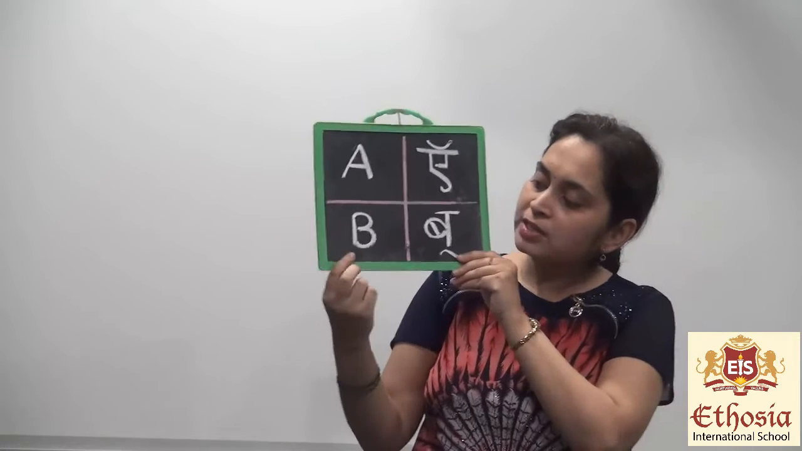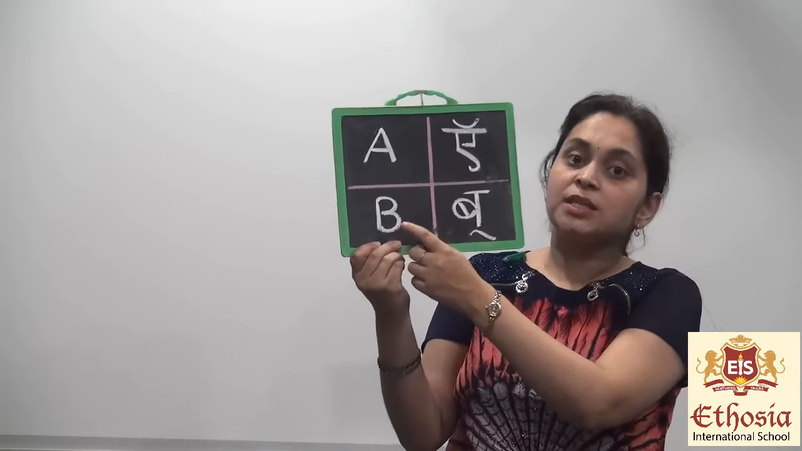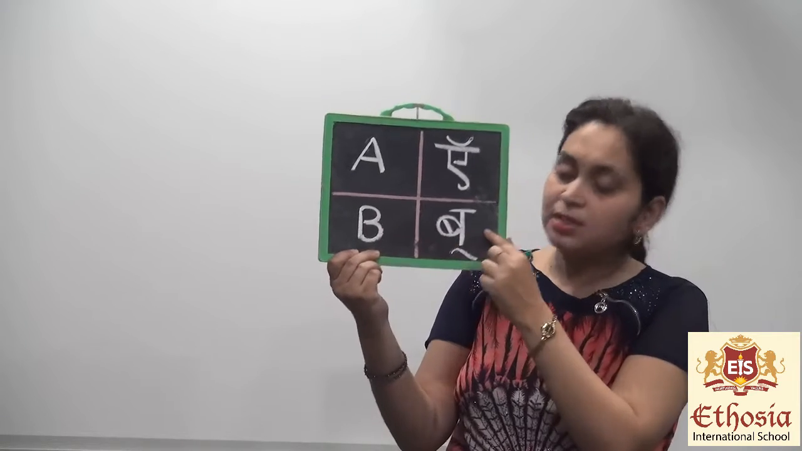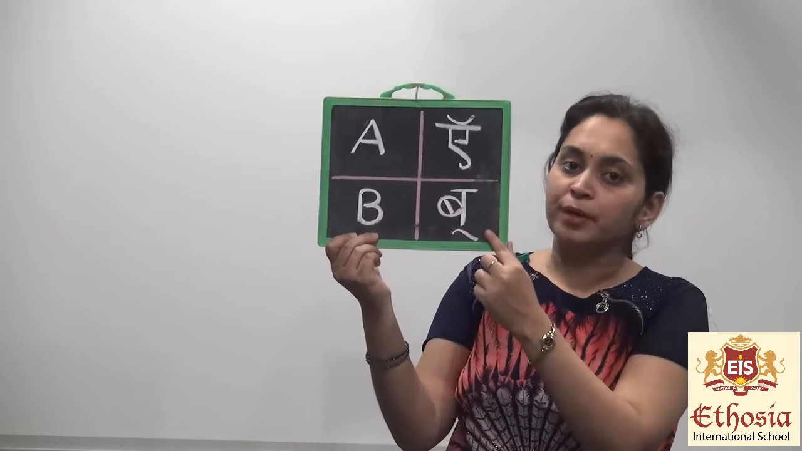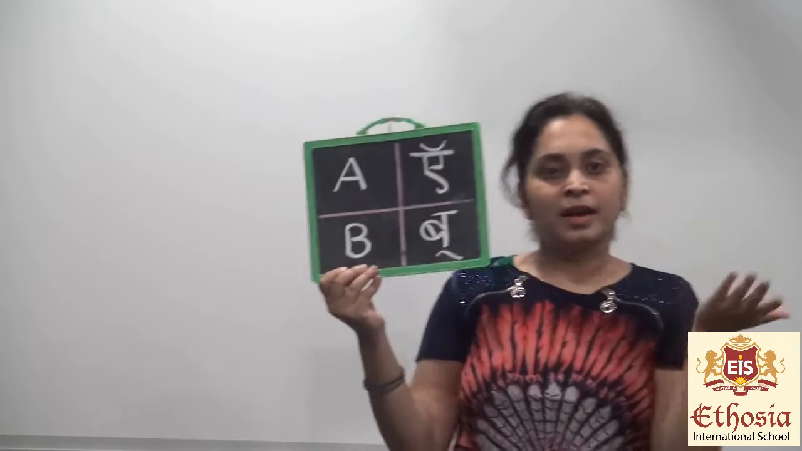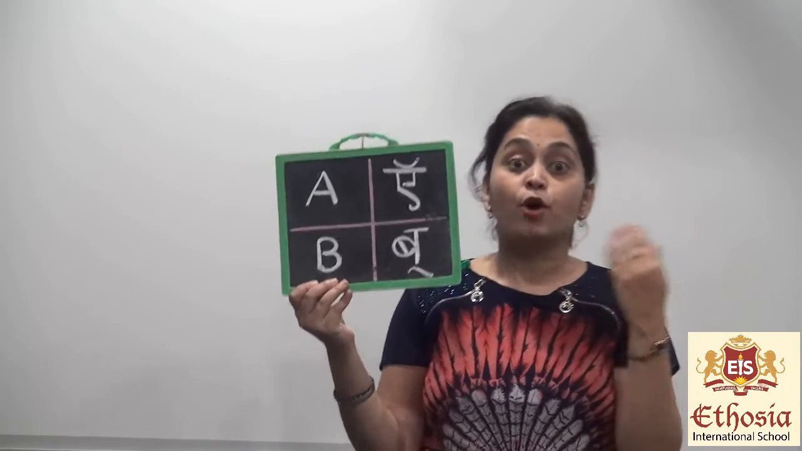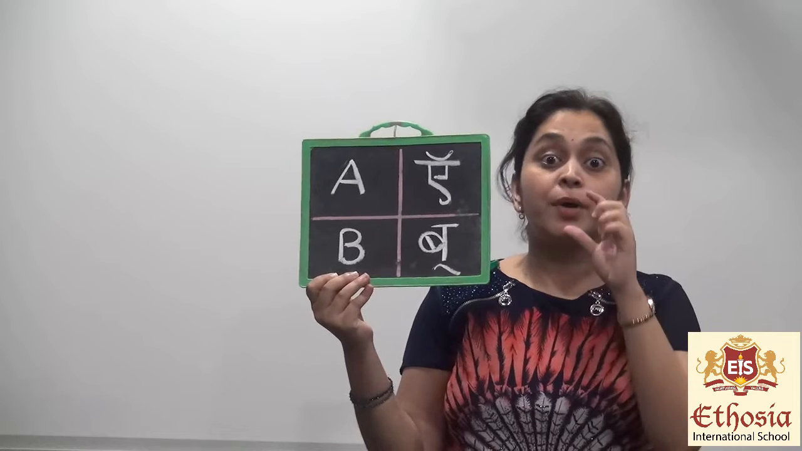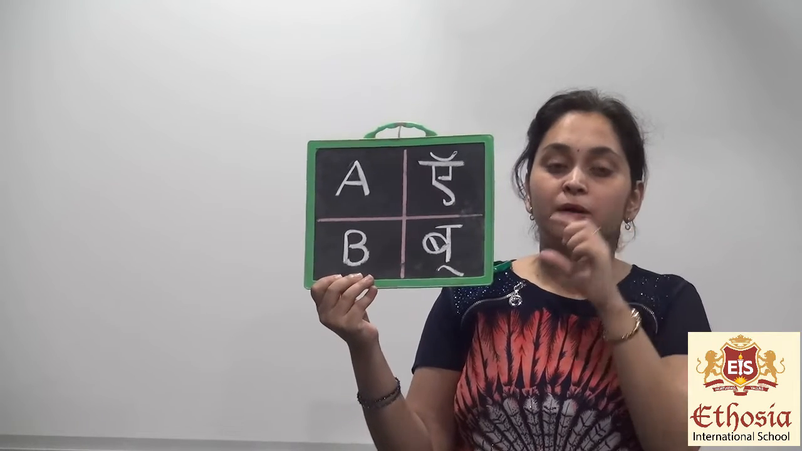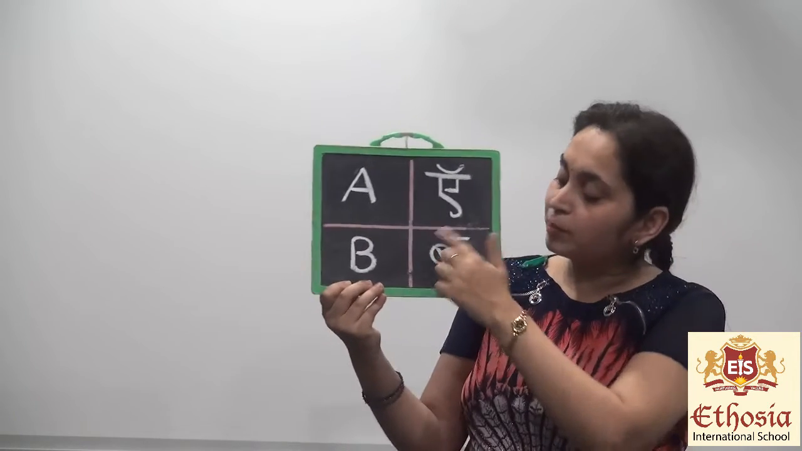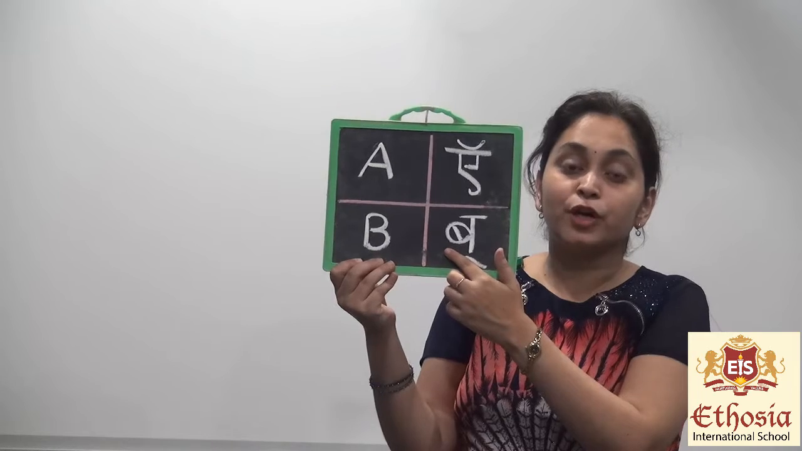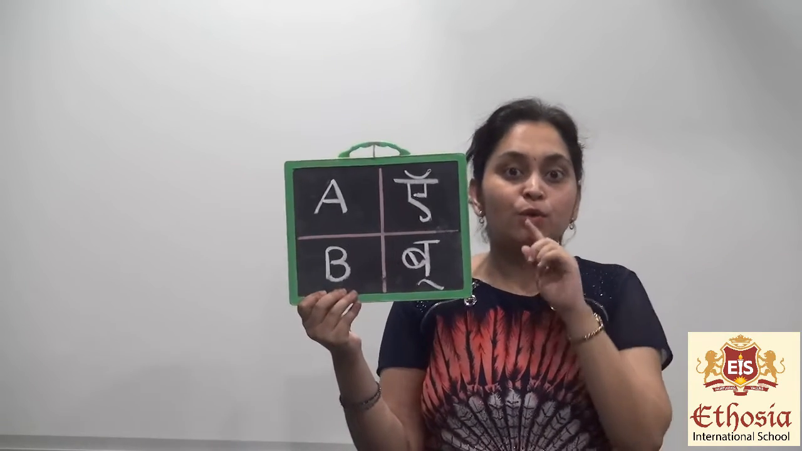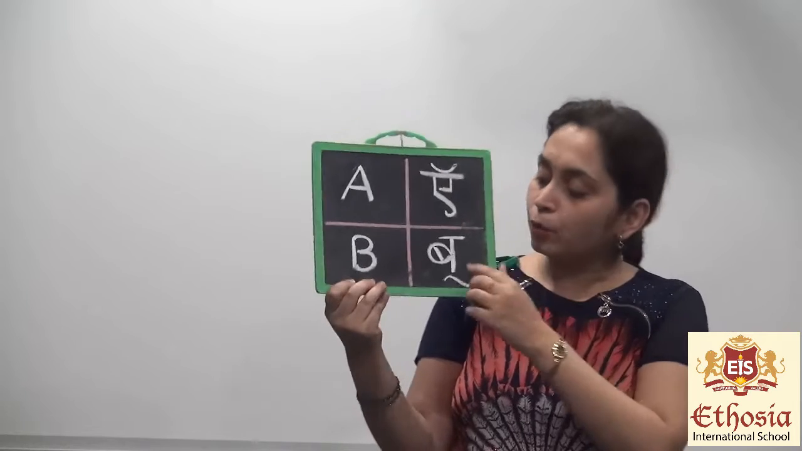Okay, now the next alphabet is B. This is alphabet B. So B says B. Like, let us see 2-3 words. B for ball. So we don't say B for ball, what we say is B. B says B. B means it starts the word ball. Ball, bat, butterfly. So we take out the sound B from our mouth.